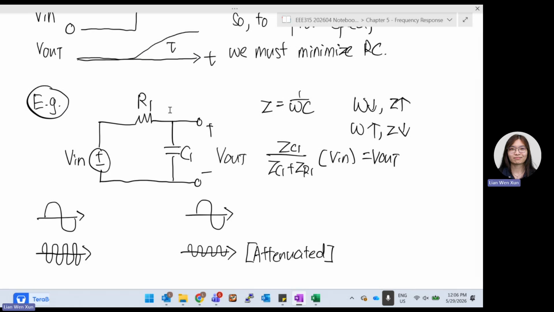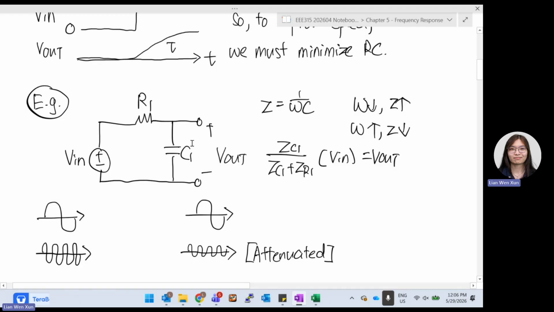Then the next circuit is still not an amplifier. We haven't touched the MOSFET yet. The other example: if we model the capacitor as just an impedance, like a resistor, we can say the impedance of the capacitor, Z, is equal to 1 over omega C. Using the normal voltage divider rule to find what happens at Vout, ZC divided by ZC plus ZR, times Vin, will be Vout.